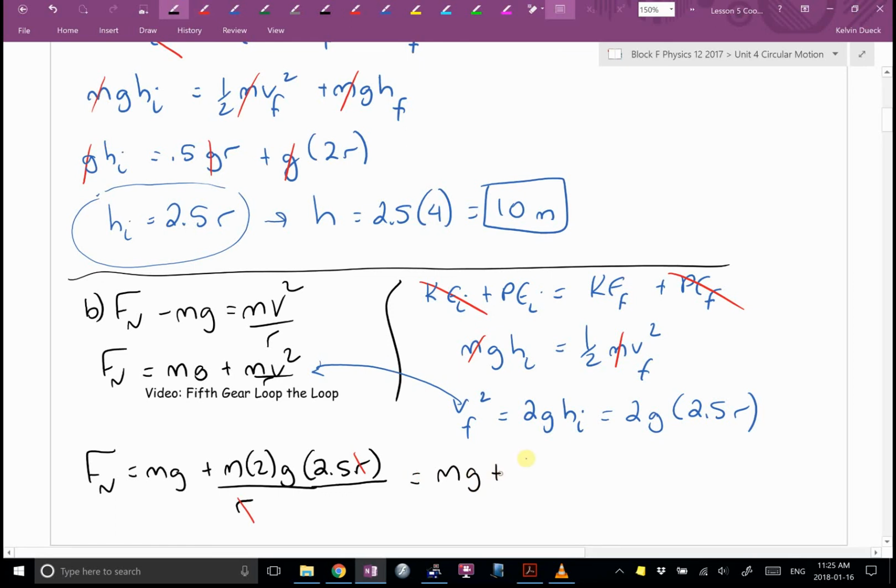mg plus 5mg. What is that? Algebraically, simplify that, Jaden, by gathering like terms. What is mg plus 5 mg's? No. Chang. Math 9.